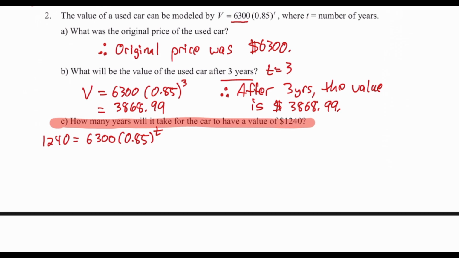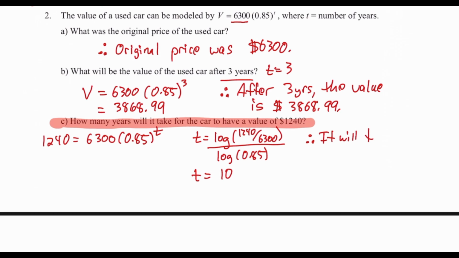I'm following the same process as before. I'm just showing less work, so you can check that out if you want. But basically, we're going to have t is equal to logarithm 1240 divided by 6,300 over logarithm 0.85. And I'm just basically skipping steps and putting everything all into one calculation. So on my calculator, I'm going to do log 1240 over 6,300 divided by log 0.85, and that's going to give me a value of 10. So therefore, it will take 10 years to have that value.